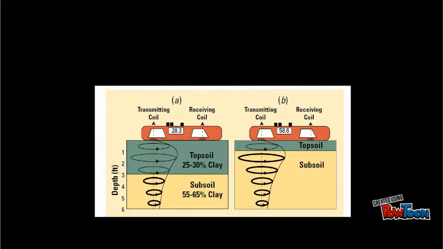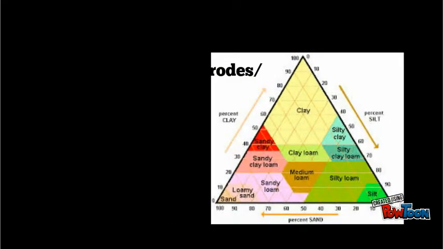The non-contact sensor does not touch the soil. This sensor uses electromagnetic induction to measure the soil's conductivity. A transmitting coil sends the signal into the soil while the receiving coil measures the remaining signal. On both the contact and non-contact sensors, the distance between electrodes or coils determines the depth the signal travels into the soil. Sandier soils tend to have a lower EC value, while clayey soils have a higher EC value.